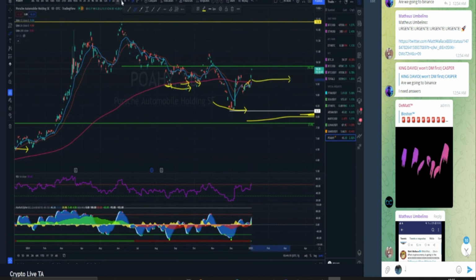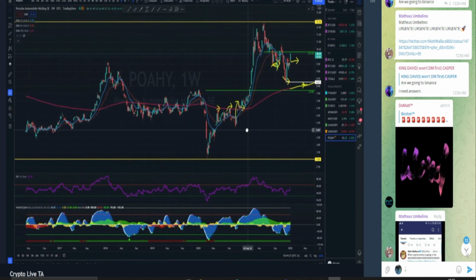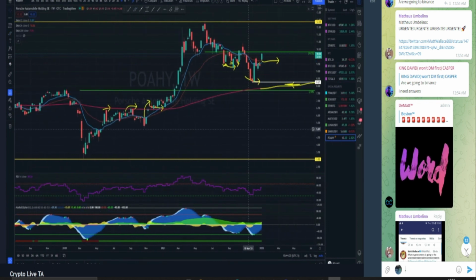But I would stay zoomed out. You know, in the traditional spaces, I tend to be more zoomed out than the cryptoverse. I tend to trade on higher time frames. If you're new to trading, the higher the time frames you trade on, the fewer mistakes you're going to make.